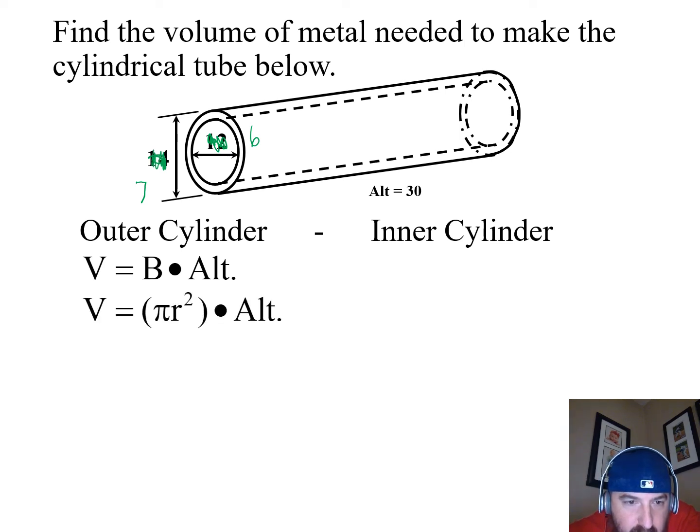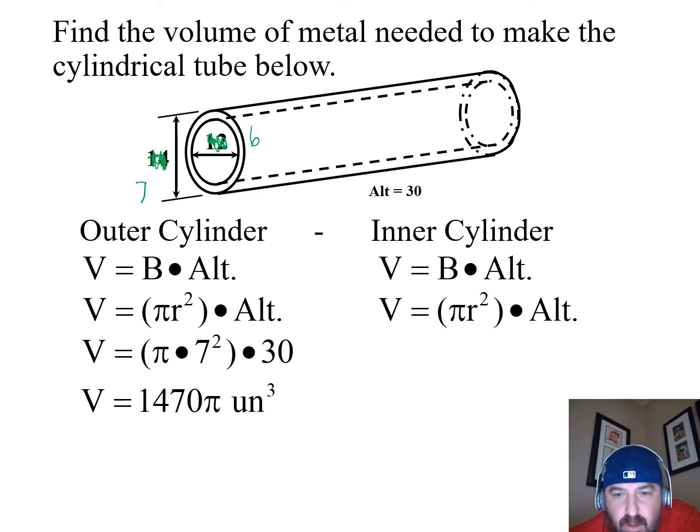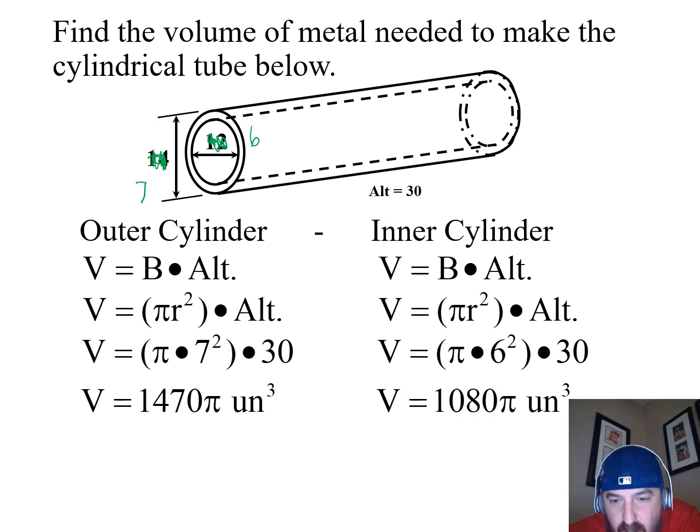Start with our formula. Let's do the outer one first. Plug in my 7, plug in my 30. 7 to the second power is 49. 49 times 30 is 1,470, if you're not sure where that came from. Let's save that for right now. Let's go over to the inner cylinder. Start with your formula. Plug in your 6 and your 30. 6 to the second power is 36. 36 times 30 is 1,080.